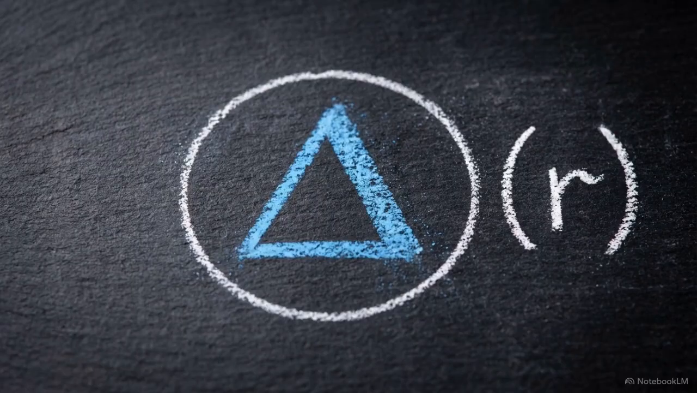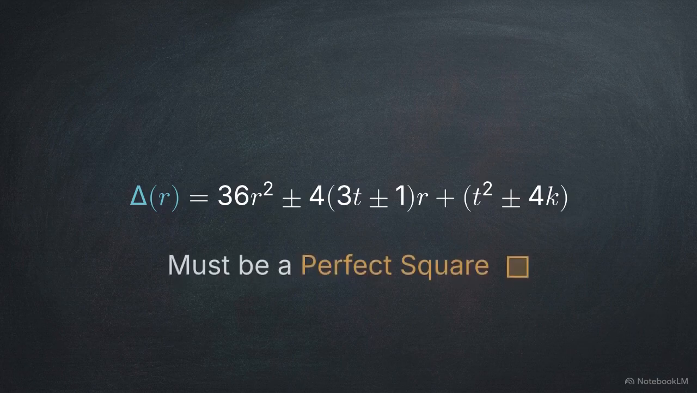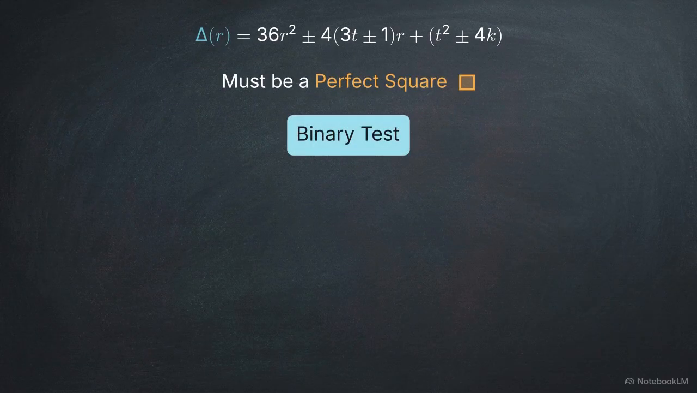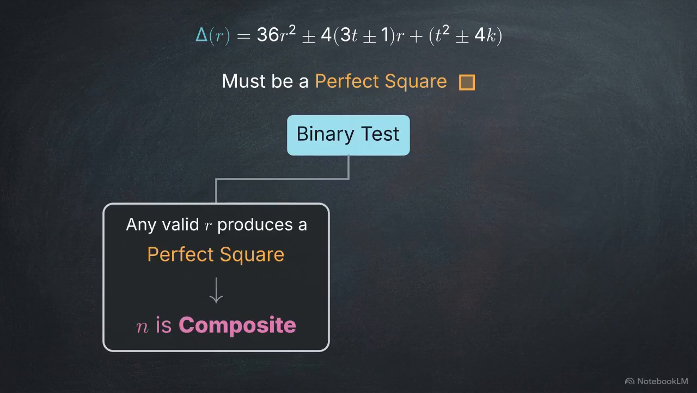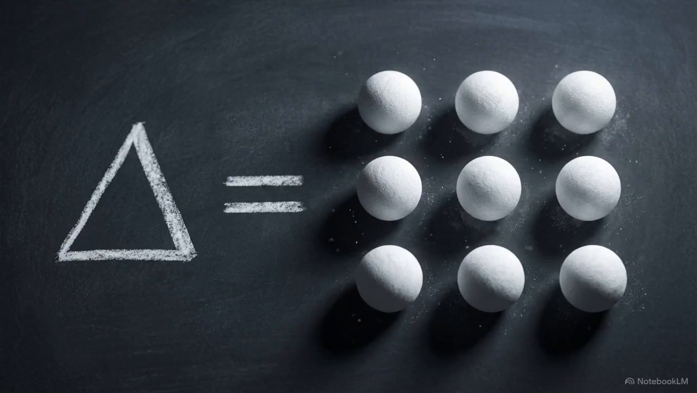We focus the search on the core of the quadratic formula, the discriminant, denoted as delta of r. The formula for the discriminant is delta of r equals 36r squared plus or minus 4 times (3t plus or minus 1)r, plus t squared plus or minus k. A definitive requirement for integer roots is that delta of r must be a perfect square. This establishes a binary test. If any valid r produces a perfect square, n is composite. If no such r exists within the bounds, n is prime. The discriminant provides the conclusive evidence. The search for primality becomes a search for a square integer output.